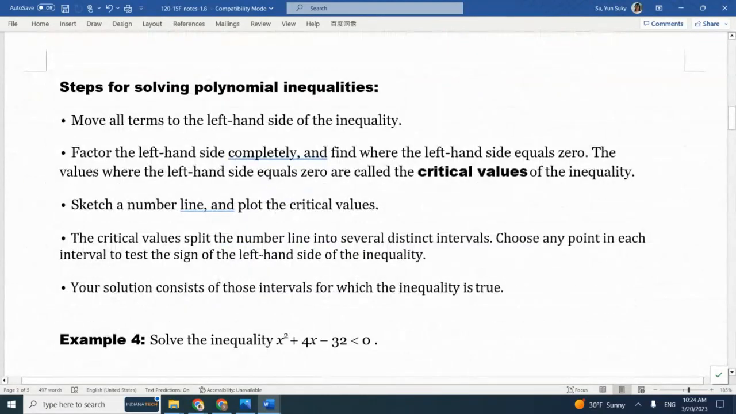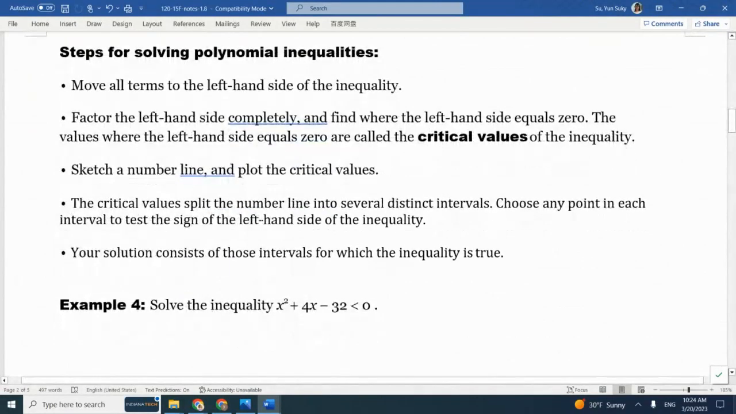Okay, now how do we solve polynomial inequalities? Here are the steps. Move all terms to the left-hand side of the inequality. And then factor the left-hand side completely. So key word of today, factor. Okay? Factor. You don't want to multiply everything out. The goal is to factor.